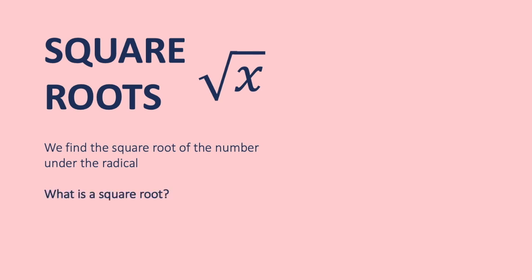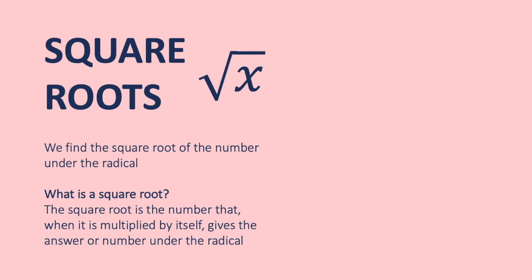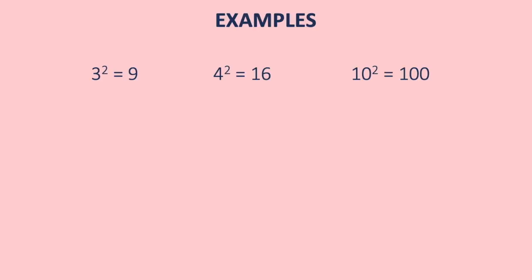So what is a square root? A square root is a number that, when it is multiplied by itself, gives the answer or the number under the radical. So when finding a square root, you think about what times itself would give the number underneath the radical. Let's do some practice. These are some examples of common squares.